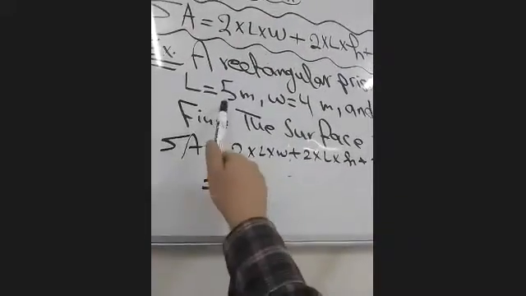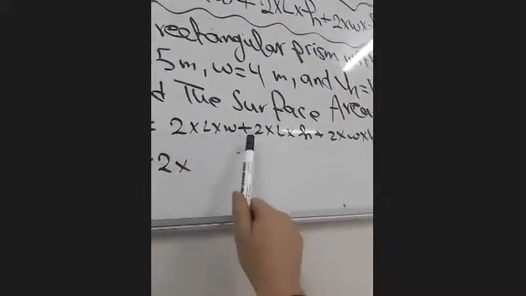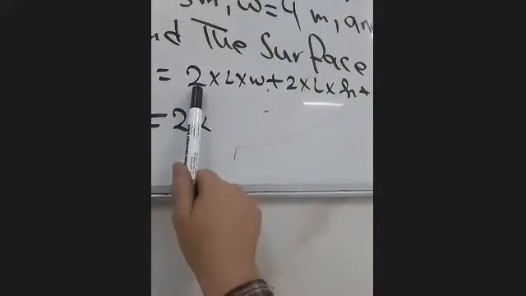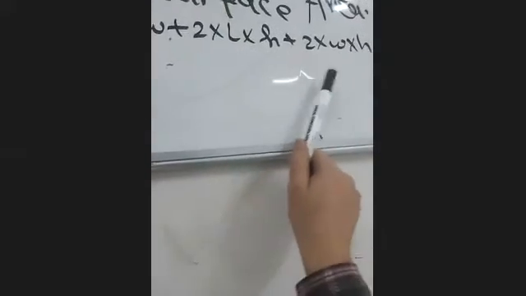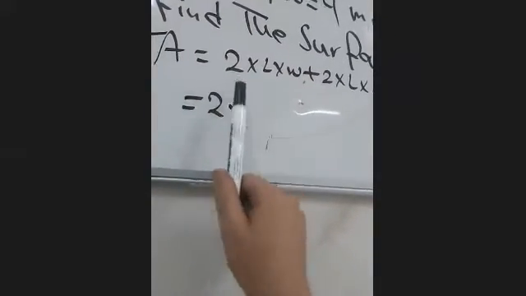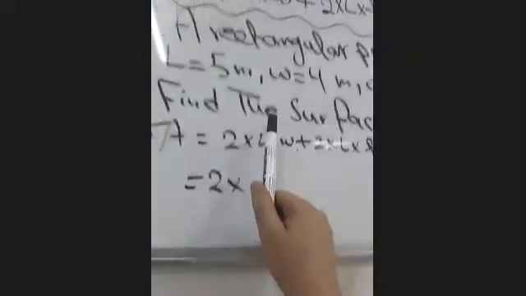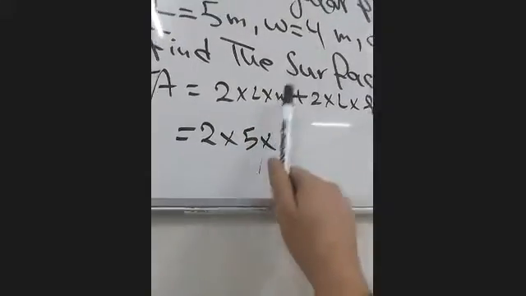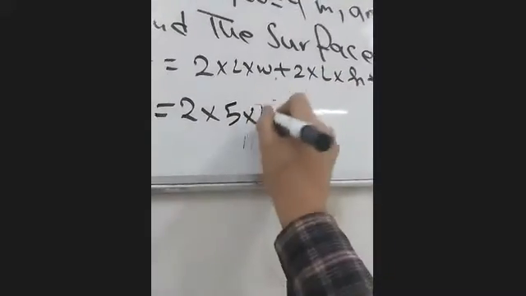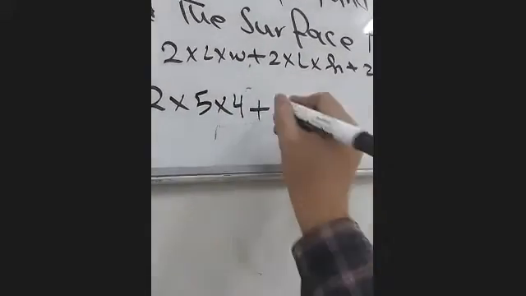The length is given. Stick with the formula. What does the formula want? Do it. Stick with the formula. Don't forget that. So the first thing, 2 multiply L. Where is the length? 5. Put it. Multiply the width. Where is it? 4. Put it. Plus 2 comes down.